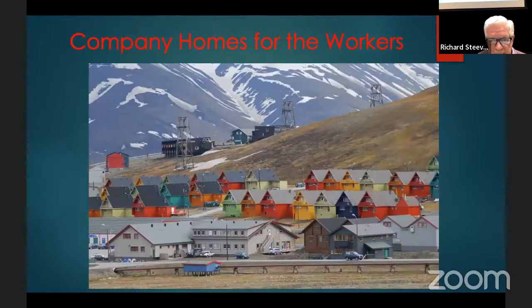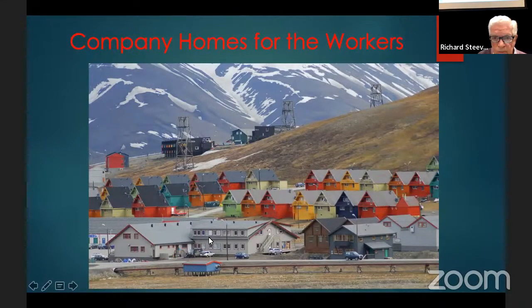This is what it looks like today. And these are the people who are living in and looking after the coal mining, the coal plant, the electricity, which you can see in these pilings here, go across to the airport and provide power for the airport.